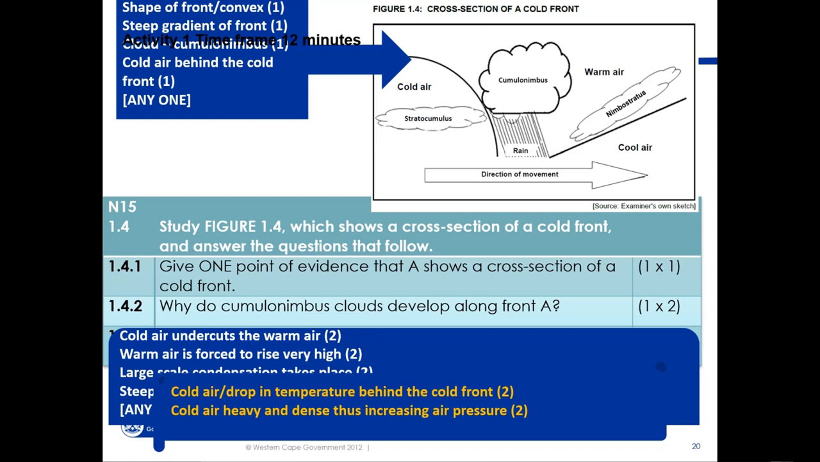So quickly, study figure 1.4, which shows the cross section of the cold front, and answer the questions that follow. Now, we're only going to do three, because if you go through the rest of the questions, you'll see they are very much the same. So I'm going to give you quickly 2 minutes, go through it and see if you can find the answer. Right, so let's go for number one. It says, give 1 point of evidence that A shows a cross section of a cold front. Right, so what do I need to look at?